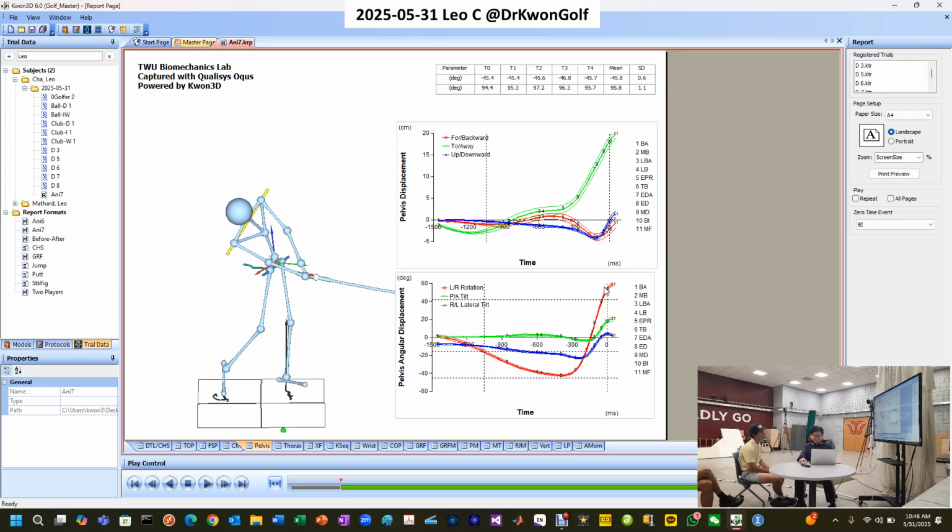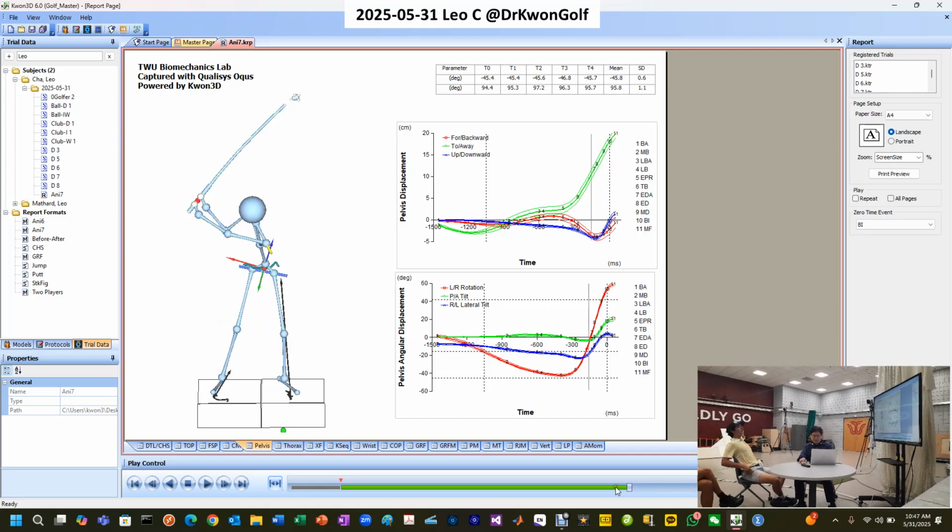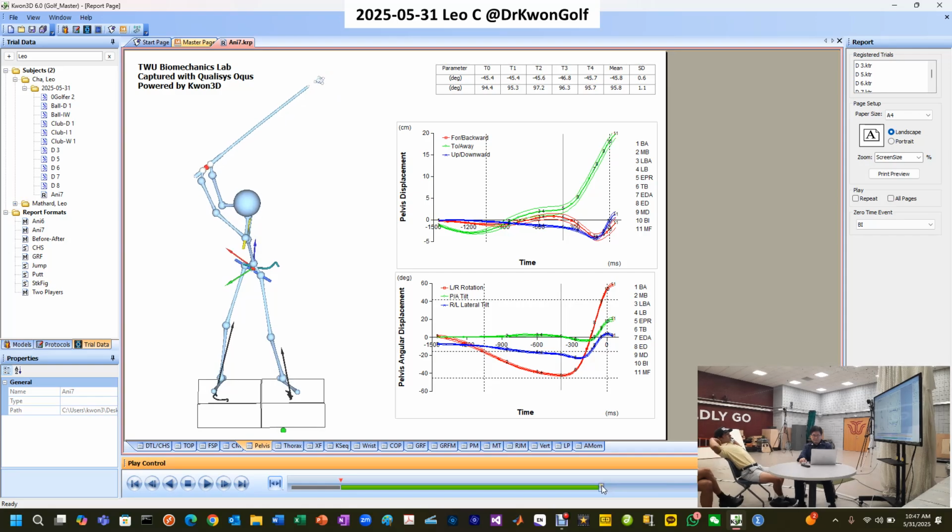And then the green line shows the toward-away motion. Initially you are moving away to this point here, and then moving toward the target. But this is the end of pelvis rotation, when the pelvis rotation is completed in the backswing. Your pelvis is already shifted toward the target more than the initial position here.